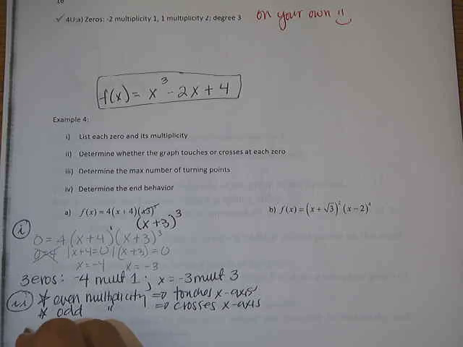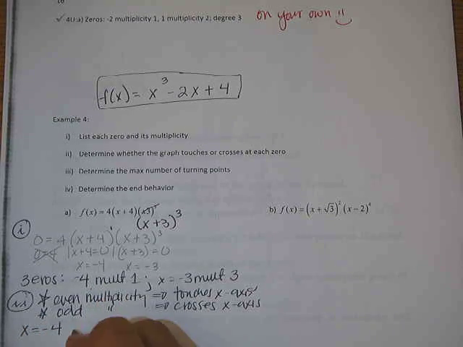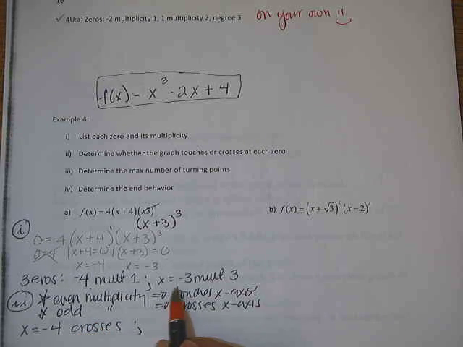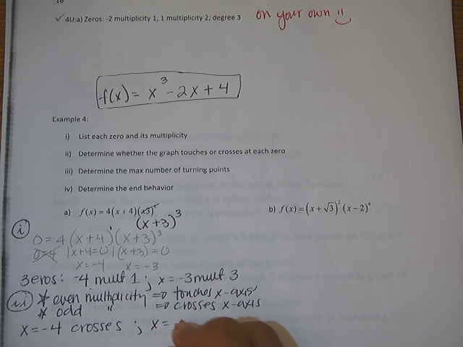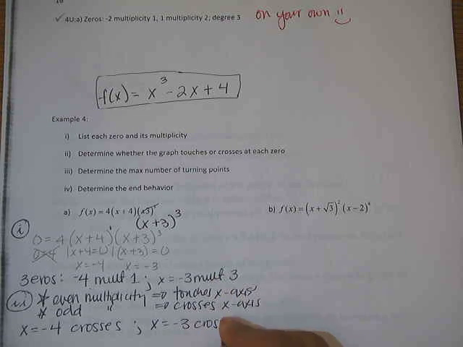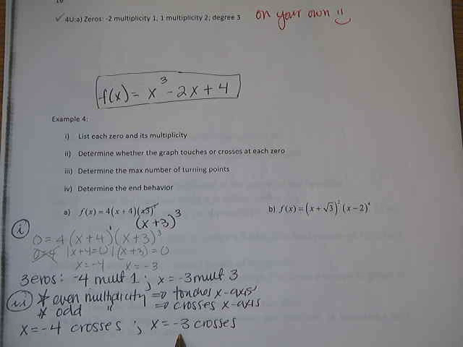2i, at x equals negative 4, because I have a multiplicity of 1, it crosses. Okay. Then another one I have x equals negative 3. It has an odd multiplicity as well because it has a multiplicity of 3, so it also crosses. Okay. So since these are both odd multiplicity, they're both going to cross over the x-axis at negative 4 and negative 3. Okay.